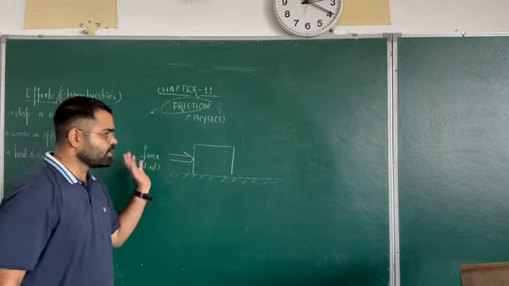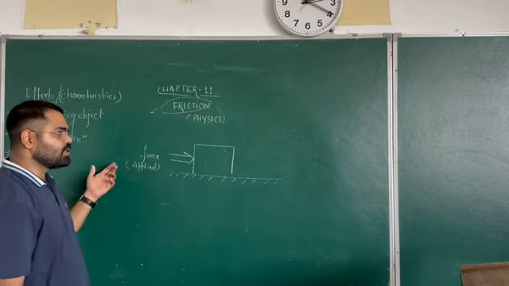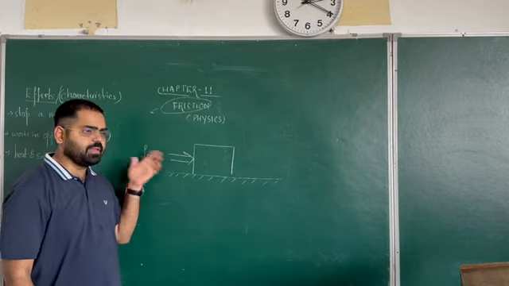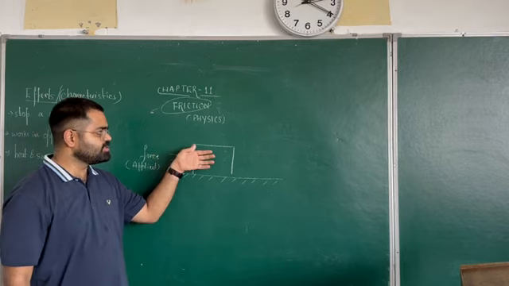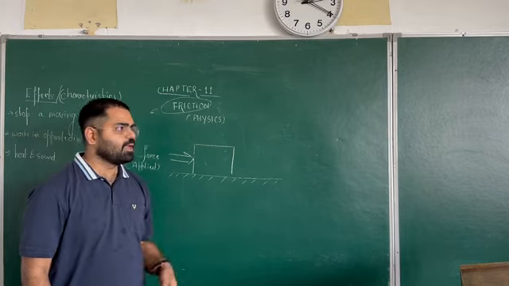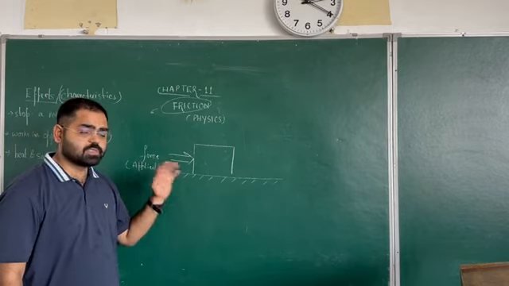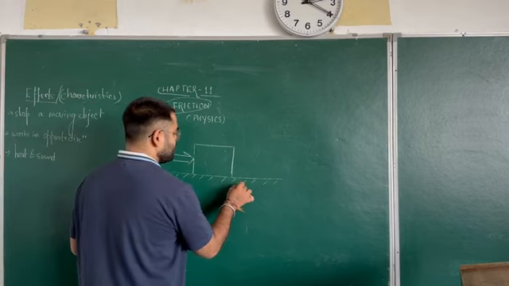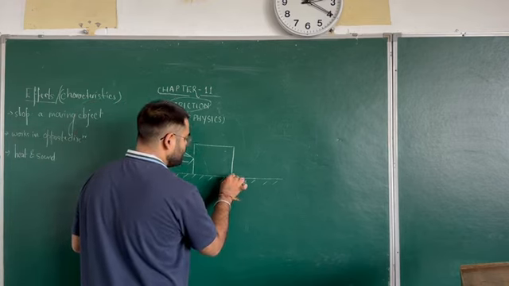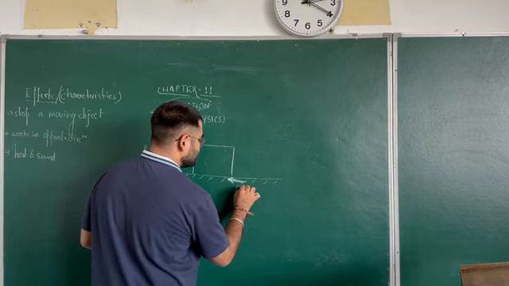Now what will happen? As we discussed in chapter 4, an object will start moving in the direction in which the force is applied. So you can see this block will start moving from left to right. But the moment you stop applying the force, friction will act in this direction. So this is the friction over here.